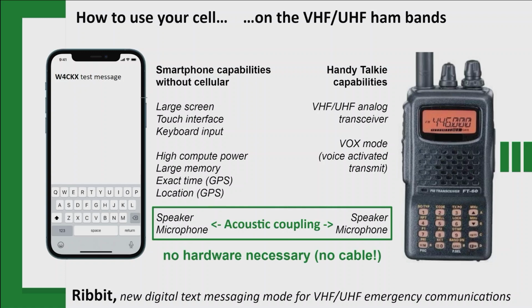We focus on the speaker and microphone, and we target the lowest common denominator between the two pieces of equipment, which is acoustic coupling. By using just audio between the two, no hardware is required. For quality of life, it's possible to use a little APRS cable to pipe the audio between the cell phone, if you've got a jack, and the Kenwood connector on your HT, but it's not required. So if you're in an emergency and you don't have your cable, it's still going to work.